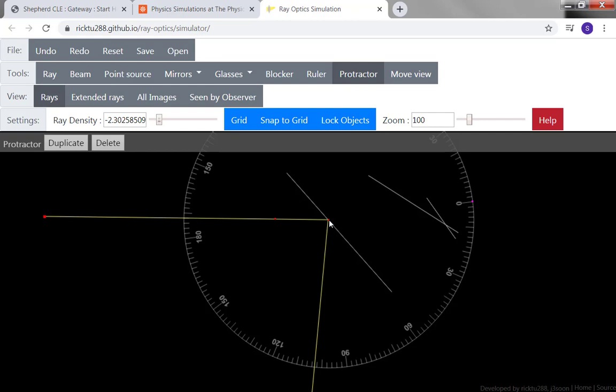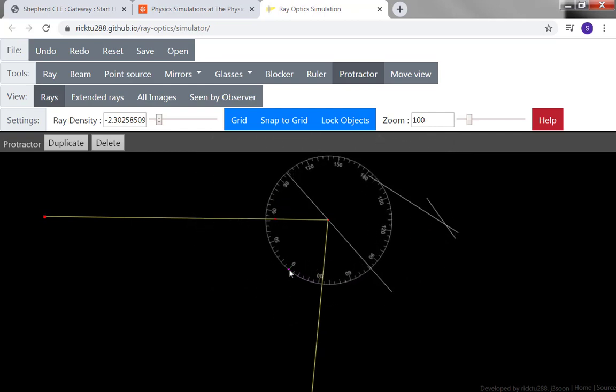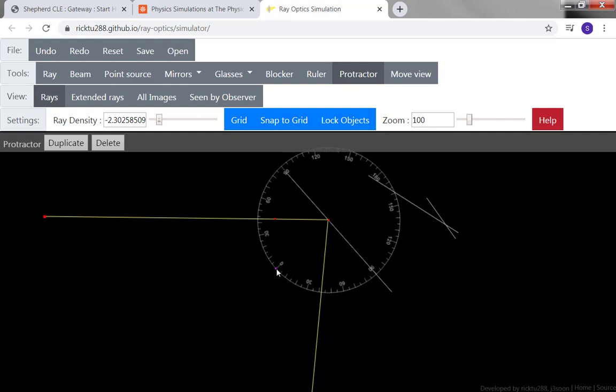I'm going to put the center of the protractor on the spot on the mirror where the incident ray hits the mirror. And then I'm going to align it so that the 0 for the protractor would lie on the perpendicular to the surface. And now you can see my ray coming in hits the mirror at just over 40 degrees, and my ray reflected off the mirror leaves the mirror at just over 40 degrees, measured from the normal.